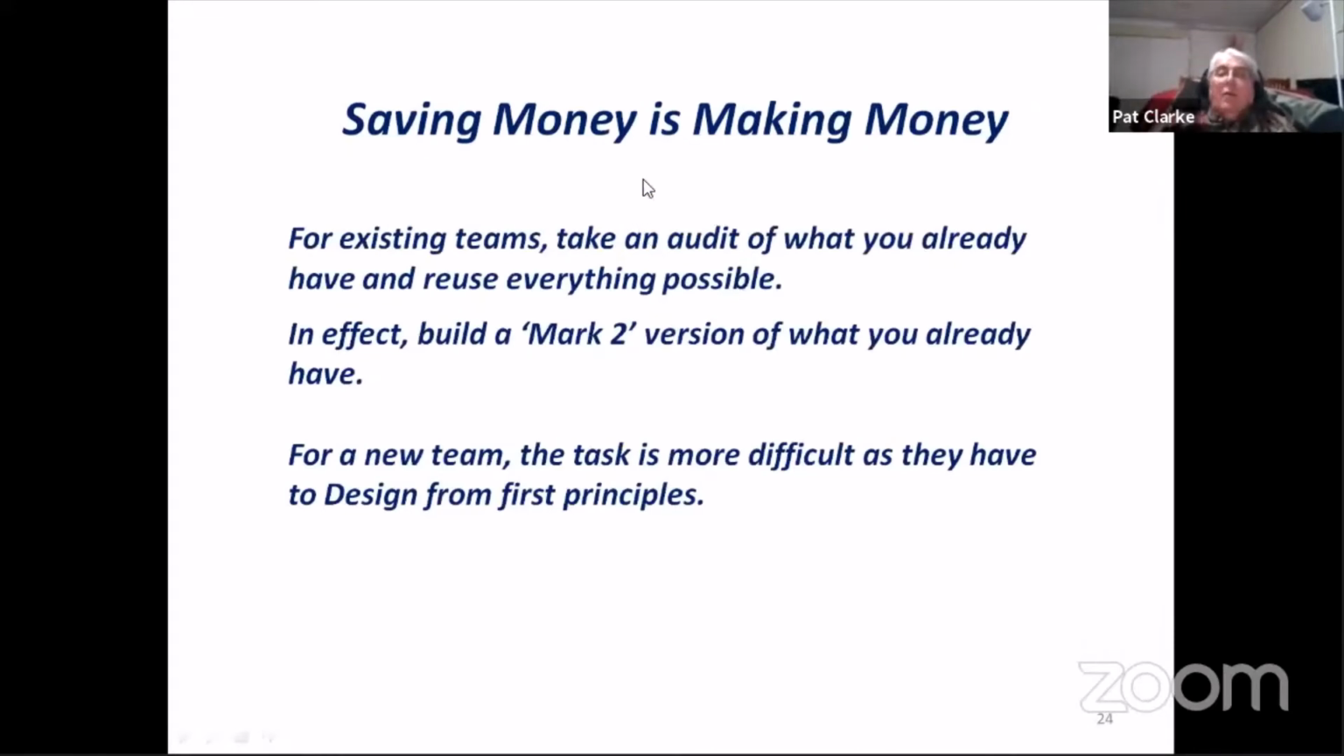For existing teams, you need to take an audit of what you already have and reuse everything possible. So in effect, you're building a Mark II version of what you already have. For a new team, it's a bit more difficult because they have to start from first principles. You have to start from scratch. Kathy told me a story yesterday about one new team who are struggling. They want to attend the event in January, and the university is insisting that they build an electric car. I can make you a little promise. They are not going to be ready for the event in January. An electric car is much more difficult. There's much more paperwork, much more complication involved in an electric car than there is in an IC car. So if you're starting from fresh, it might not be what you want to do.